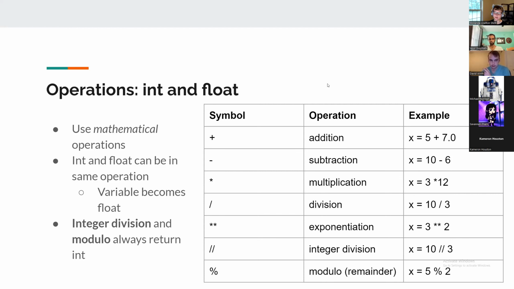Okay, so like I said, integers and floats can be in the same operation, but integer division and modulo will always return an integer. So if you don't understand what all these words mean exactly, we're going to go over some examples.